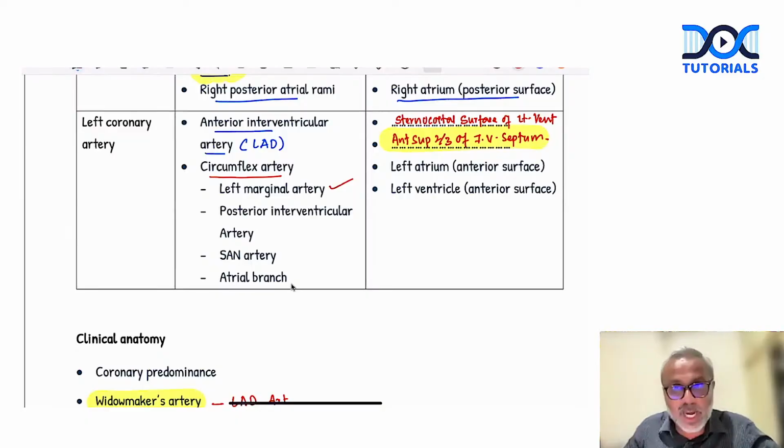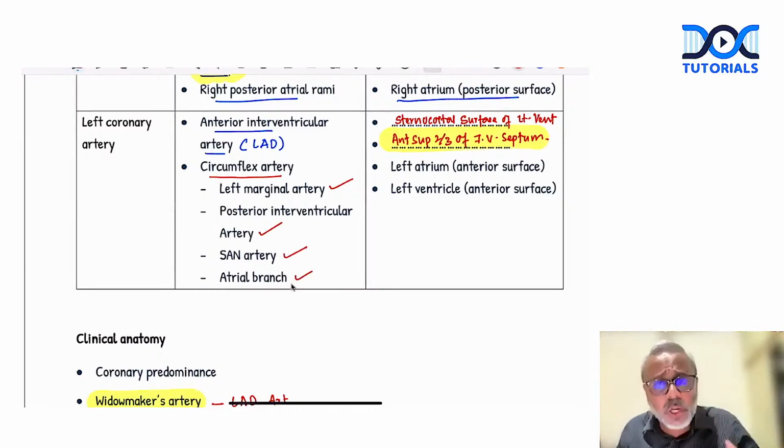the left marginal artery, the posterior interventricular artery, SAN artery, and atrial branch. All of these branches put together will supply the left atrium as well as the left ventricle. So the entire left ventricle, including the sternocostal surface and the diaphragmatic surface, and the left auricle or the left atrium, is supplied by the left coronary artery. So this is what we need to know. Name of the branch and the area it supplies.